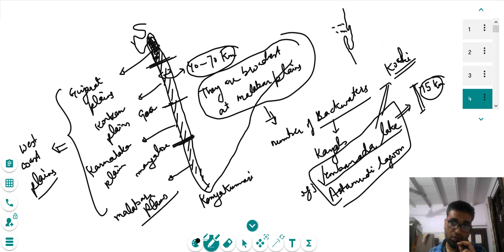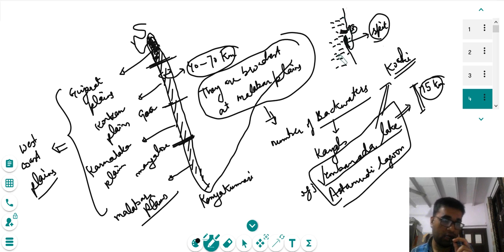This is the sea here, the Arabian Sea, and the water enters through this mouth, and this is the spit here, which is formed by the marine sediments. This is the spit, right? And this is Vembanad Lake. On the mouth of Vembanad Lake, we have Kochi, right?